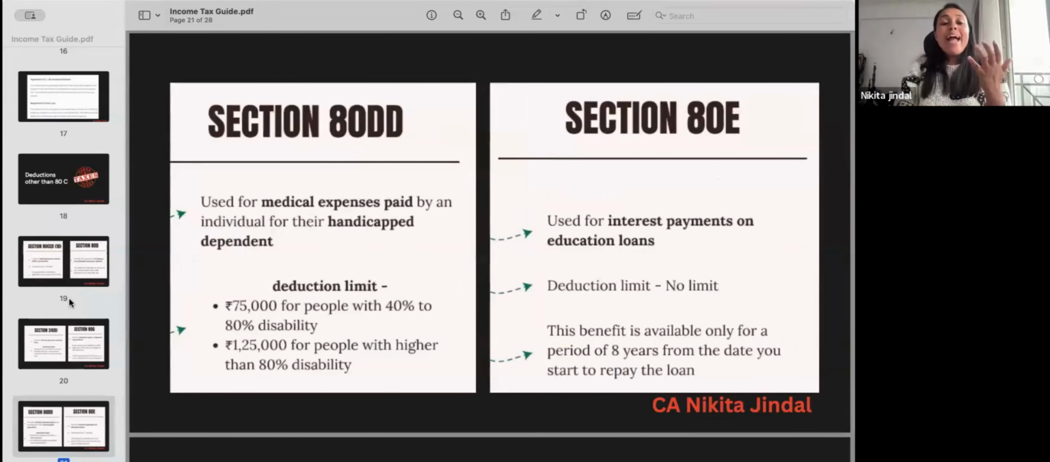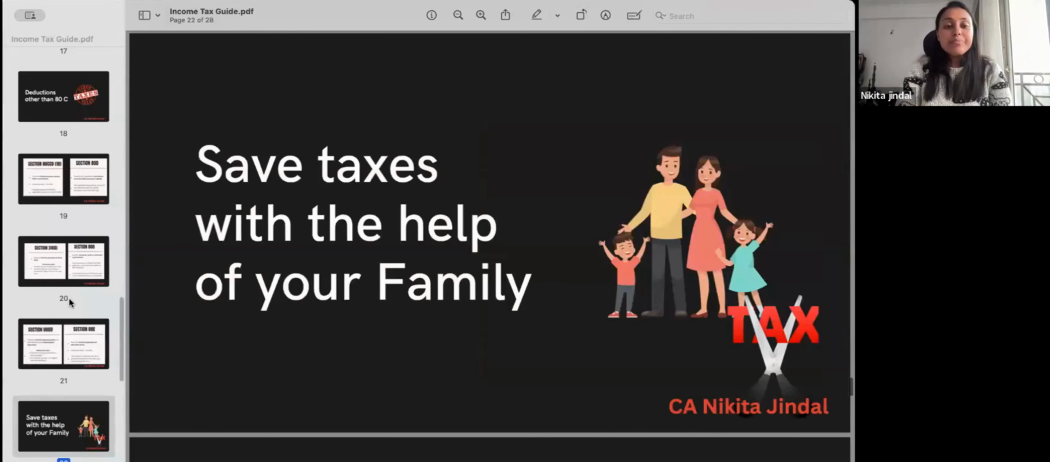Then, if you are incurring any medical expenses for dependent parents, you can claim under section 80DD, 75,000 or 1,25,000 depending on the disability percentage. And if you have taken an education loan, you can claim 100% of the interest cost as a deduction. Okay, then we have learned how you can save a lot of taxes with the help of your family.